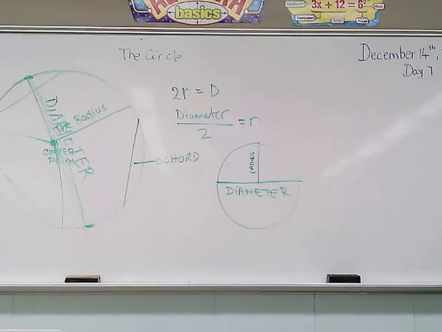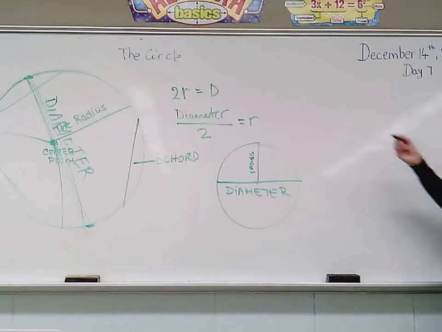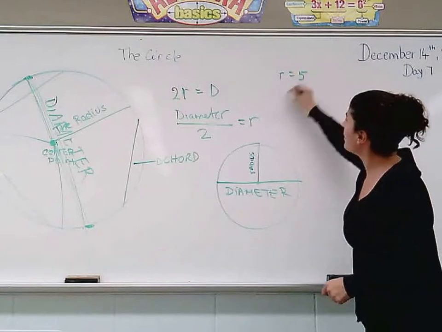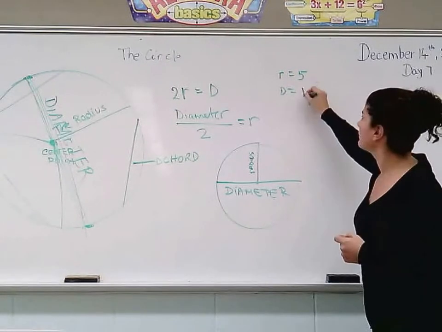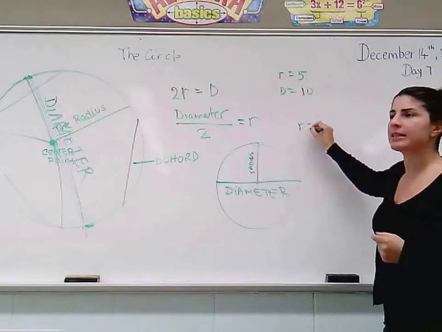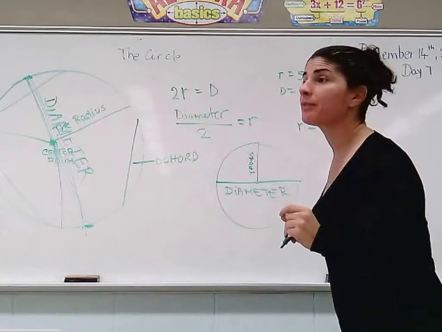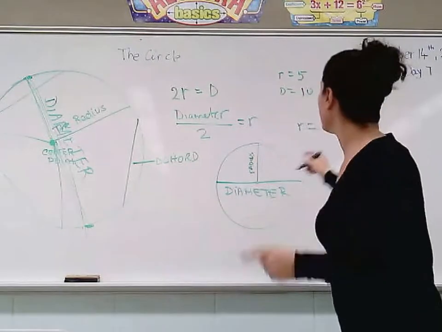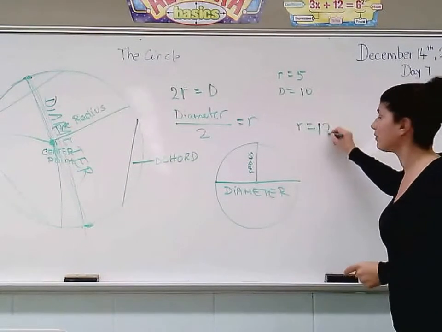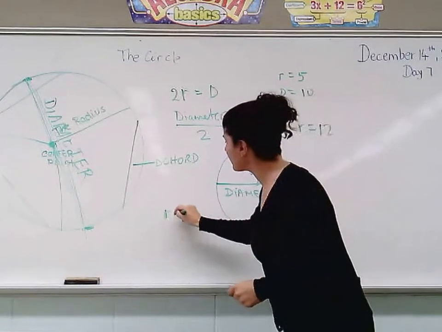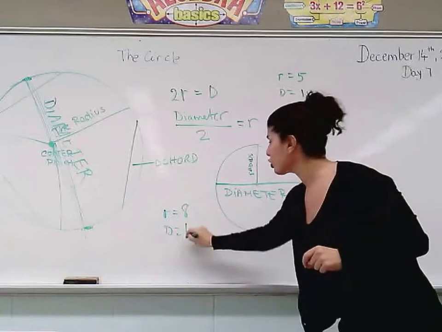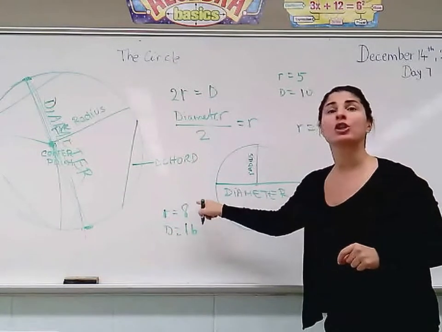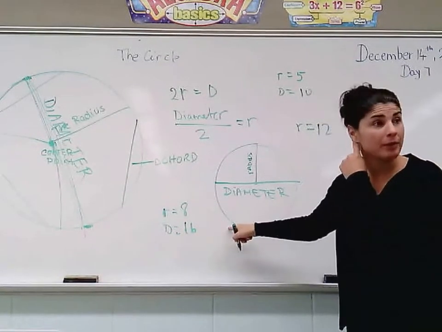So let's just do a few examples where I say, hey, how about if I said the radius was 5? How much would the diameter be? 10. Radius is 6. What would the diameter be? 12. If the radius was 8, what would the diameter be? 16. So it's 2 times the radius. 2 small ones equals the big one.